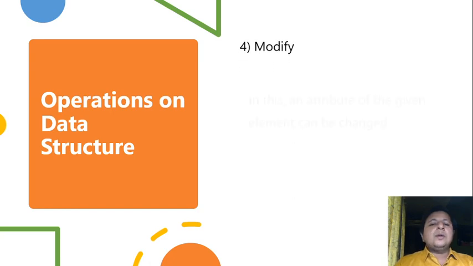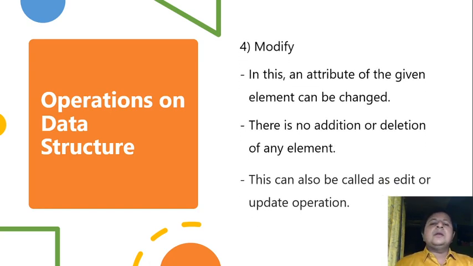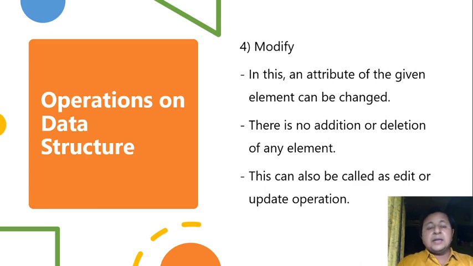The next operation is called modify. In this, we are not adding anything, not inserting any new element, and not deleting any existing element, but still there is a change in the data structure. That is when an attribute of an element of the data structure gets modified. For example, suppose students are now coming into second year. In the database, the current year is still first year, or FE. For every student, let's say for one student, I want the attribute current year to be changed from FE to SE.